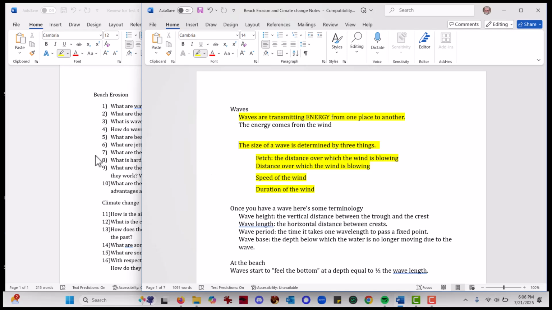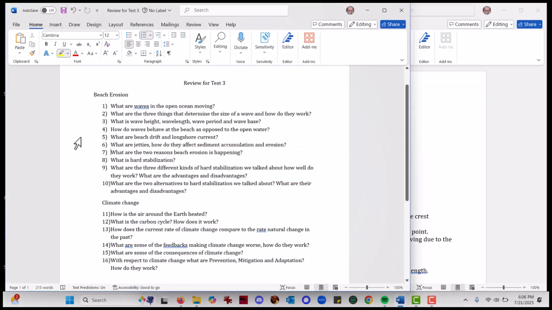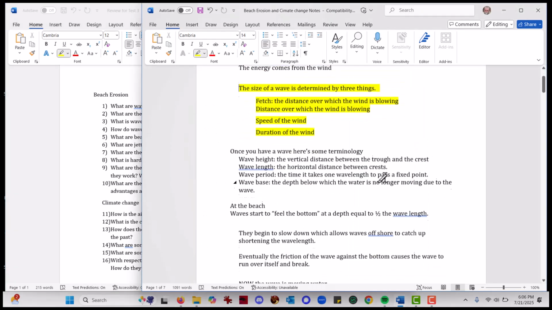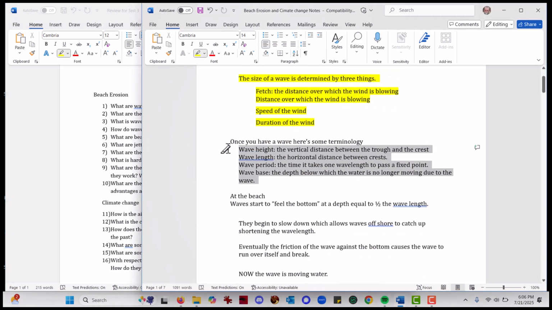Okay, so then we have what is wave height, wavelength, wave period, and wave base. All of those are right here under this terminology of the waves. So wave height is the vertical distance between the trough and the crest. That's what most people think of when they think about how big is the wave, right? That is the height of the wave.